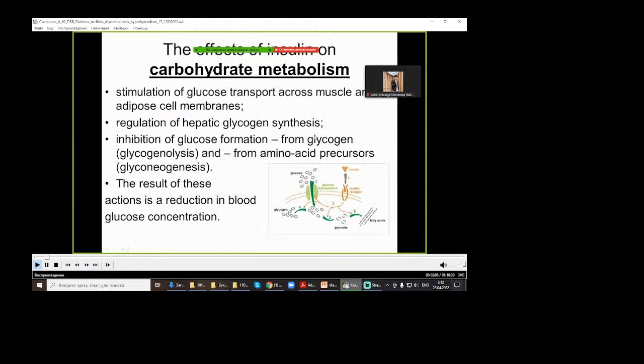The effects of insulin on carbohydrate metabolism: stimulation of glucose transport across muscle and adipose cell membranes. Insulin plays a role in regulation of hepatic glycogen synthesis and inhibition of glucose formation from gluconeogenesis and from amino acid precursors, and the result of these actions is a reduction in blood glucose concentration.